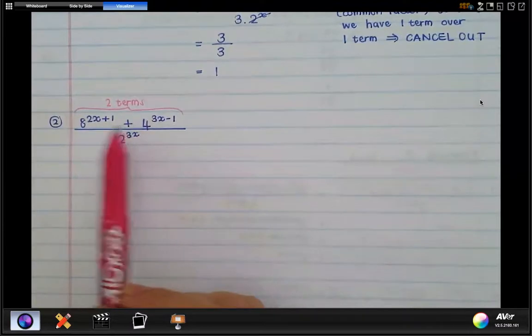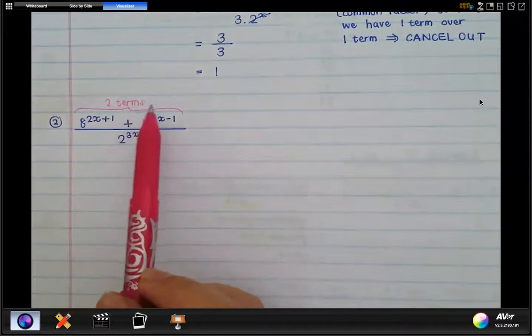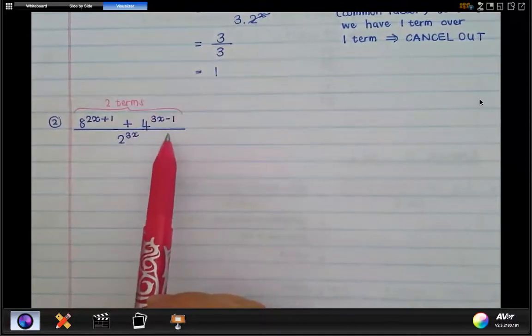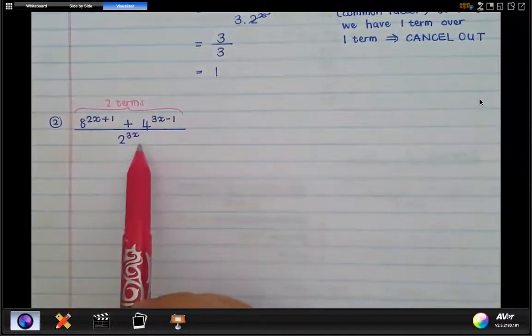So what are we going to have to do there, right? Firstly, we need to think, okay, if I'm adding, subtracting, adding in this case, I need to go from 2 terms to 1 term by factorizing so that I can cancel out.